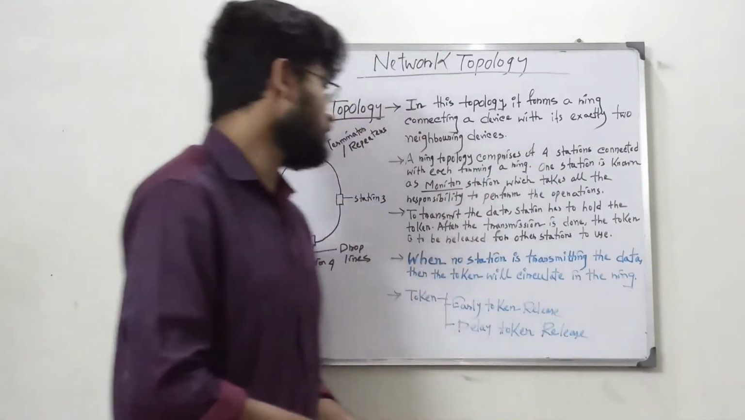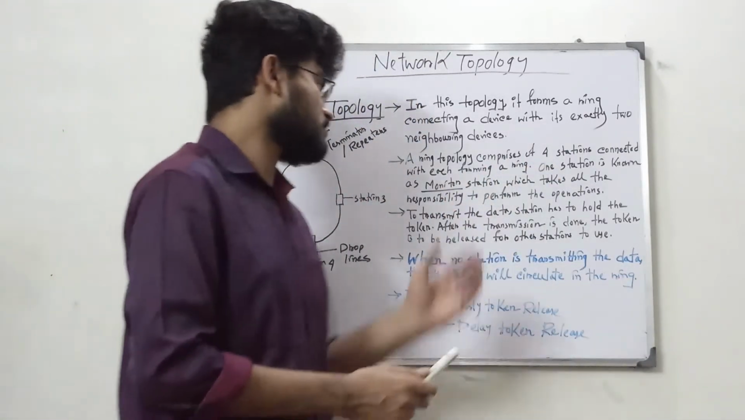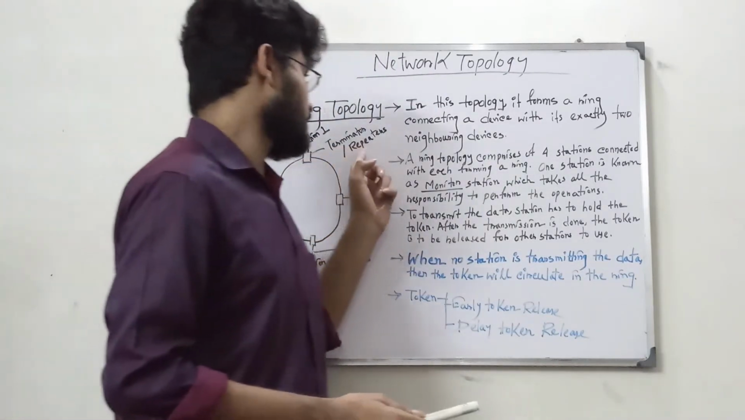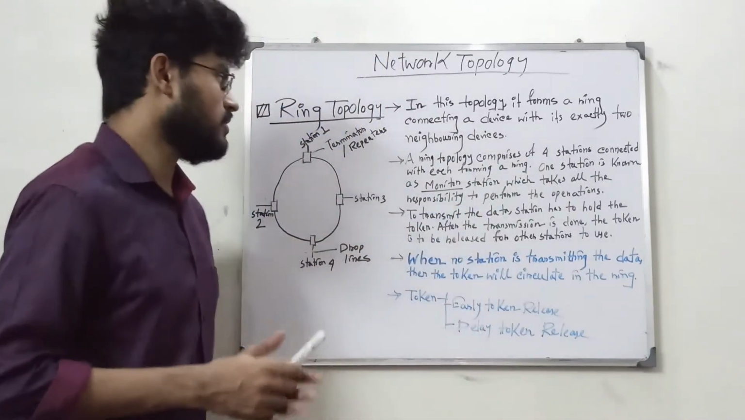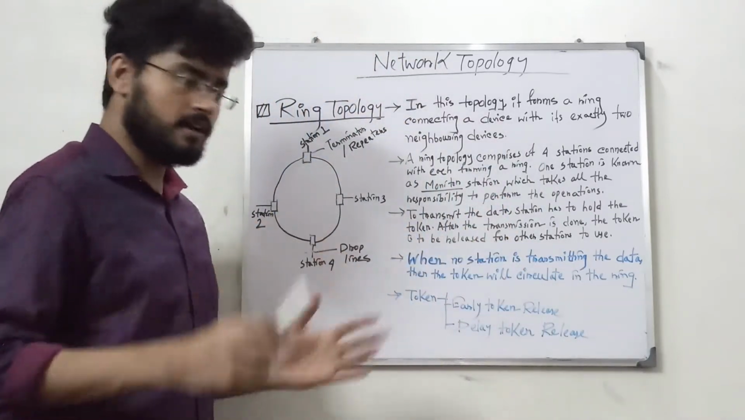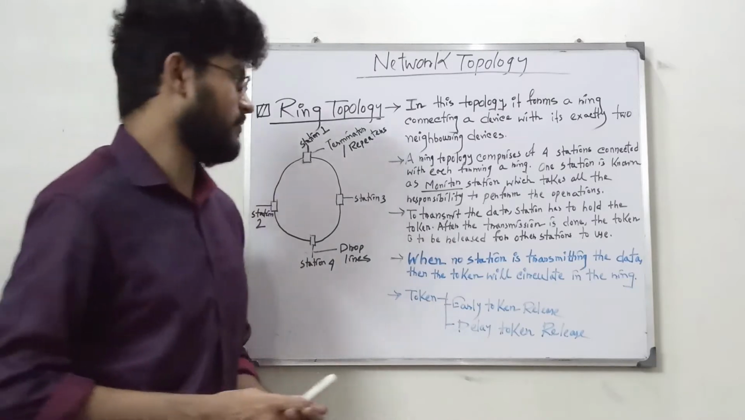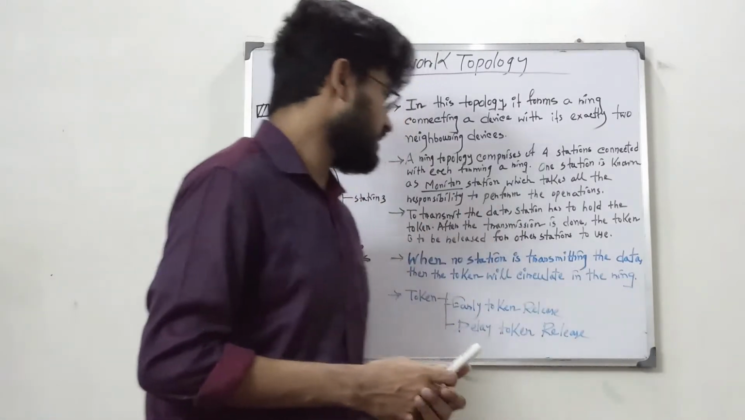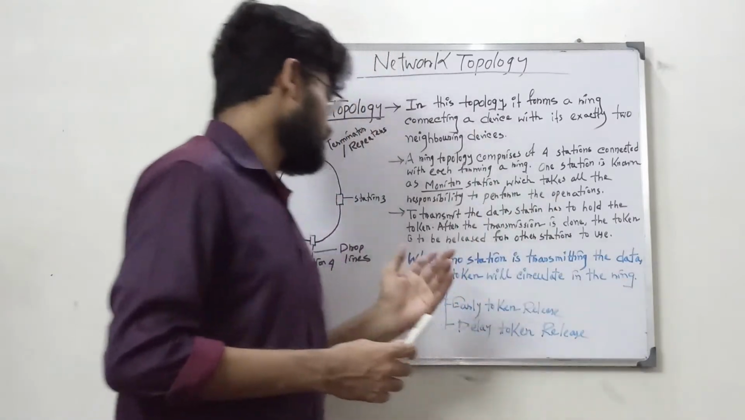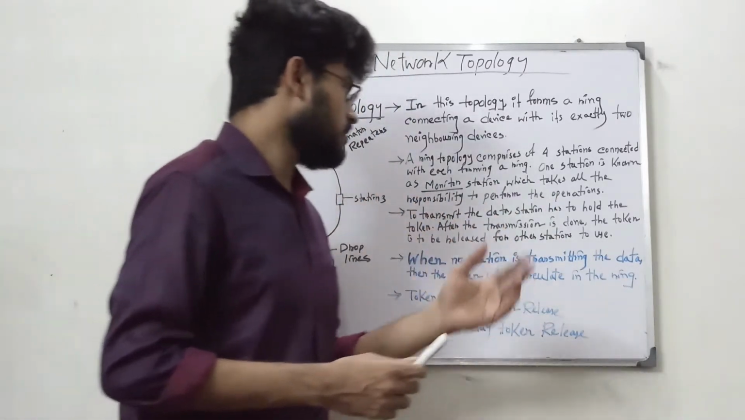One station is known as the monitor station, which takes all the responsibility for performing the operations. Here we see this is the transmitter or the repeater. This is basically the monitor station, which takes responsibility for the overall data flow operations. Now, to transmit data, a station has to hold the token. After the transmission is done, the token is released for other stations to use.